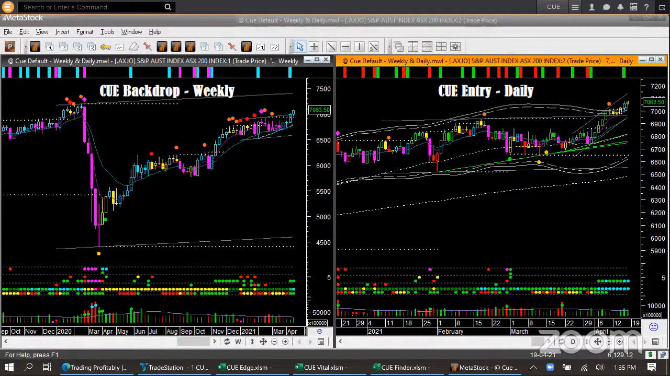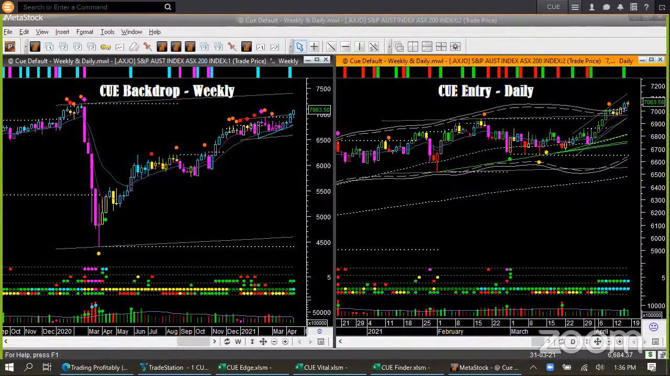As usual, we start with a look at the global markets. For global market study, I use the Q Global system running on MetaStock. We are starting with the Australian market, AXJO.